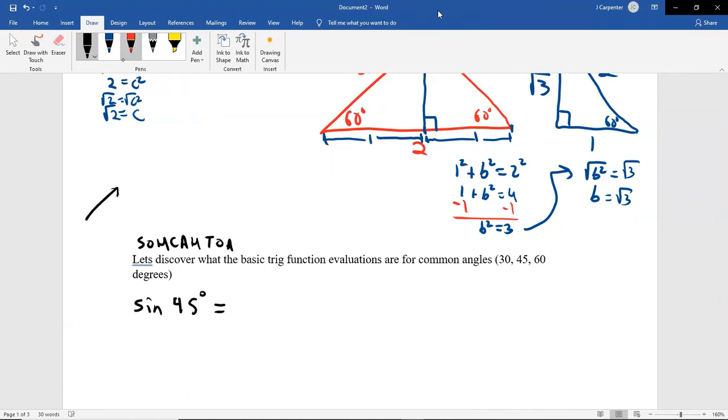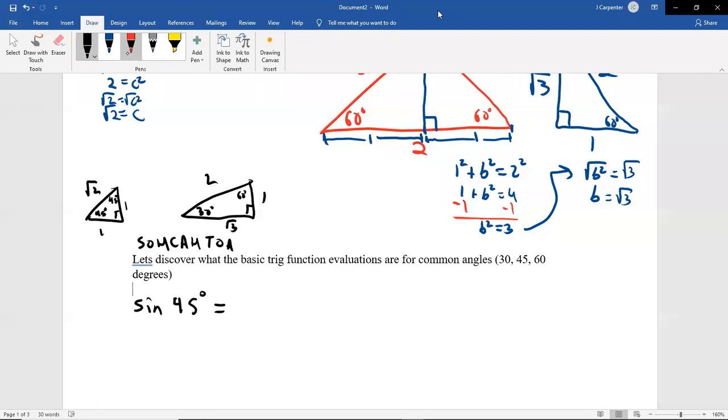Remember, we have the 1, 1, square root of 2 triangle for the 45, 45, 90. And then we have the 1, 2, square root of 3 triangle for the 30, 60, 90 triangle. Remember, 1 opposite the 30. That's critical. 2 is the hypotenuse there. 2 is the hypotenuse for both of these, but one of them is a radical, one of them is not.